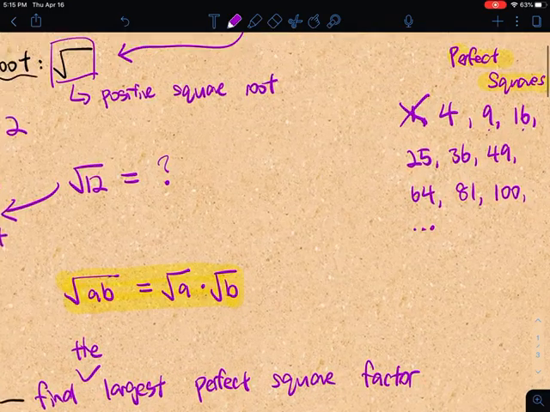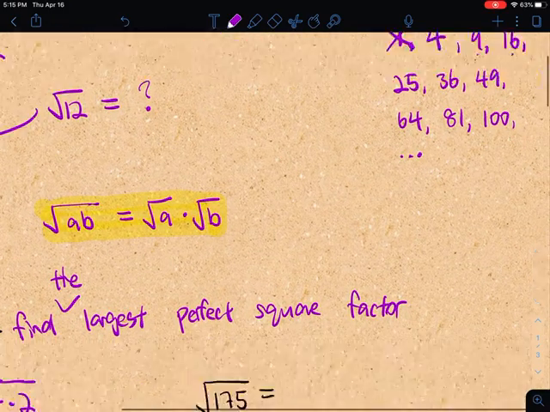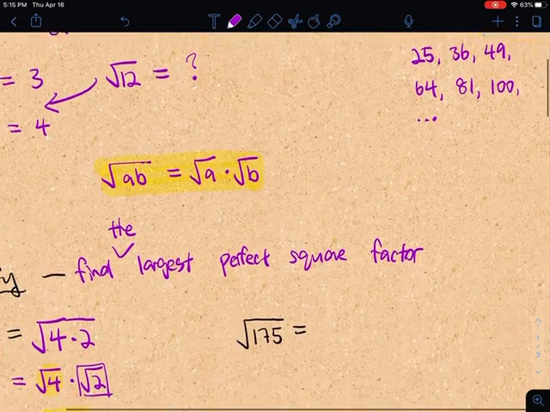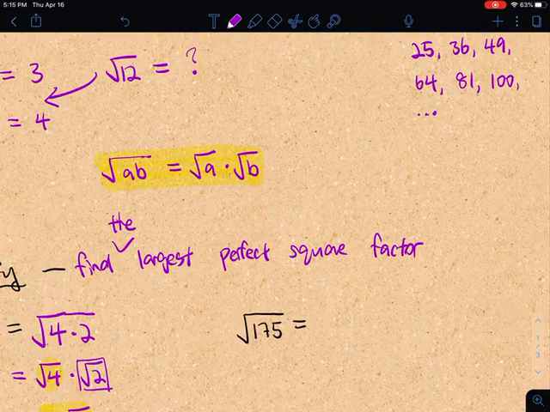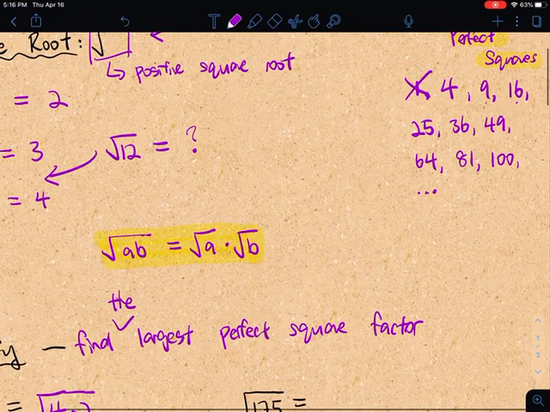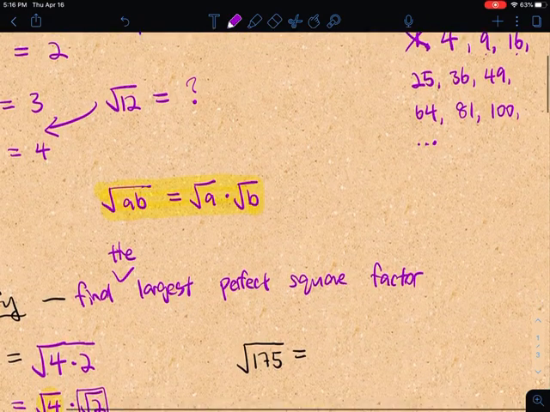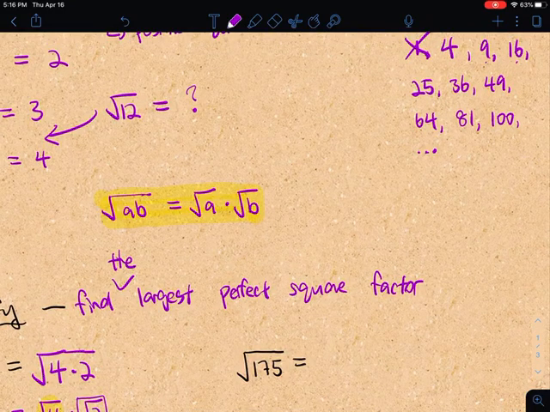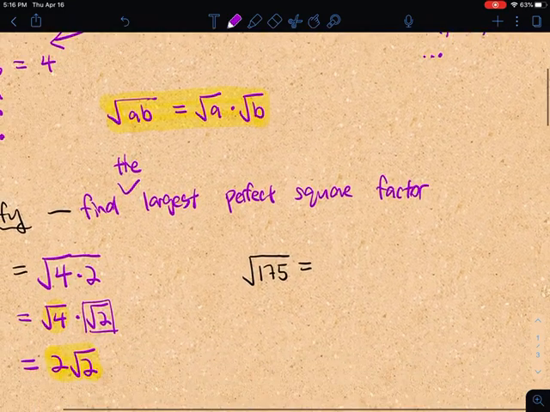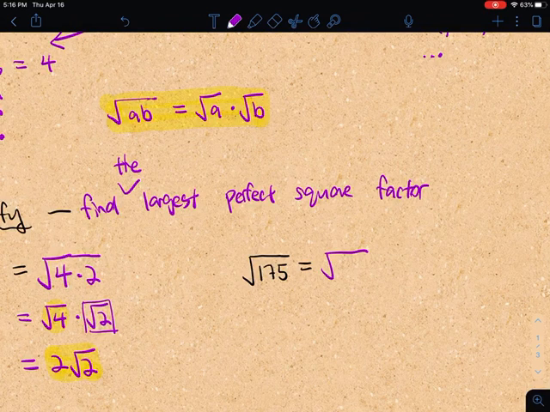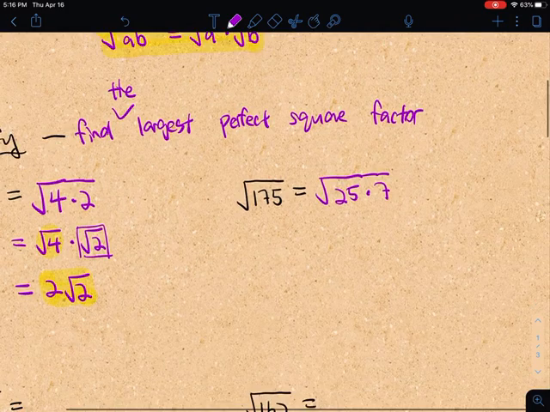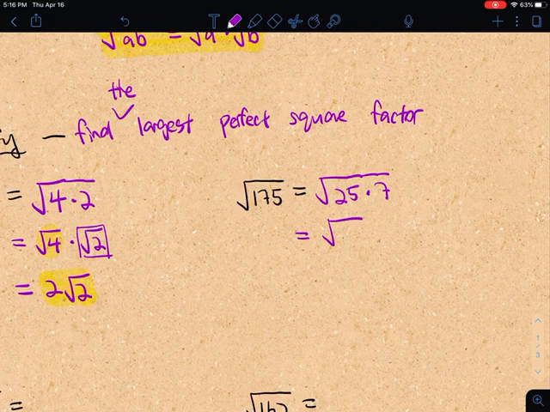Let's say square root of 175. Again, I want to go back up to this list and find the largest perfect square that can go into 175. It might help if you have a calculator handy. You can just divide 175 by each of these numbers to see what's the largest that it can go into. If you try that, dividing by 4, by 9, and so on, you'll see that 25 is going to be the largest one, because if you divide 175 by 25, you'll get 7.